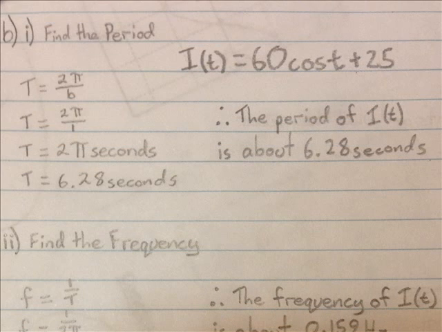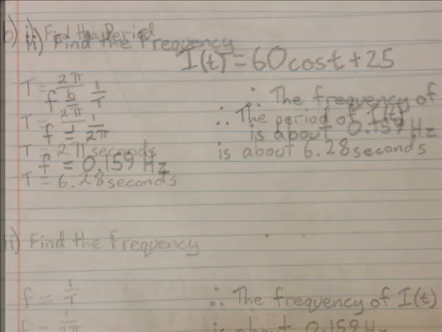For part B of the question, we are asked to first determine the period of the function. This can be done by using the simple equation period, or T, equals 2 pi over b. When looking at the original function, we can see that there is no b value shown, or in other words, there is a b value of 1. Therefore, we plug in 1 into the equation. So we have T equals 2 pi over 1, which simplifies to T equals 2 pi seconds, or T equals 6.28 seconds. Therefore, the period of the function I of t is about 6.28 seconds.